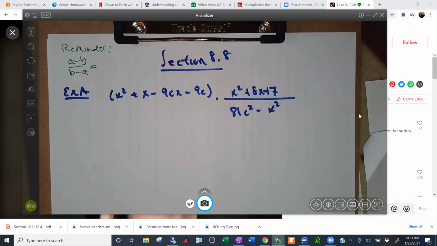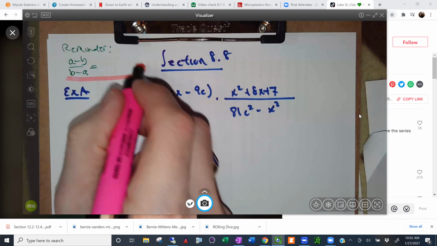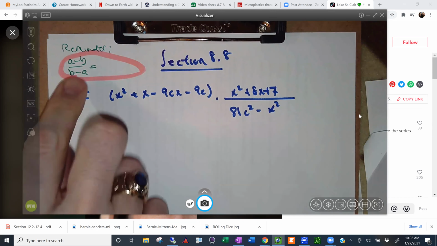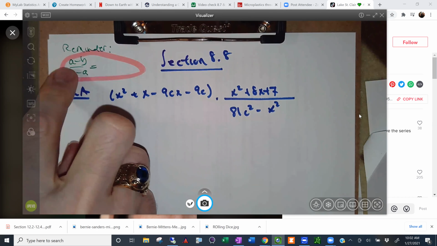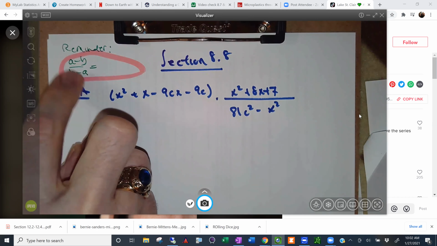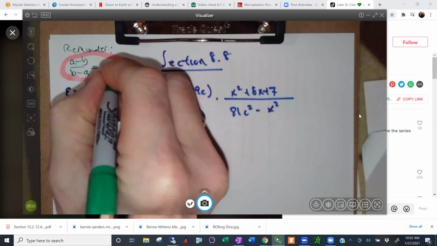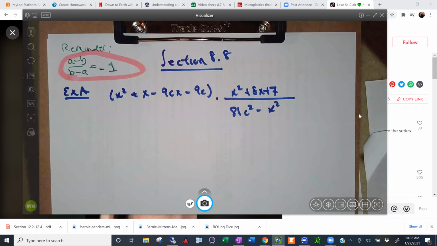So a little bonus stuff for us from section 8.8. It's going to start out with this little reminder here. If you have A minus B over B minus A, basically the same terms, both being subtracted, just in a different order, that simplifies to -1. That's a good thing to know and to keep track of.